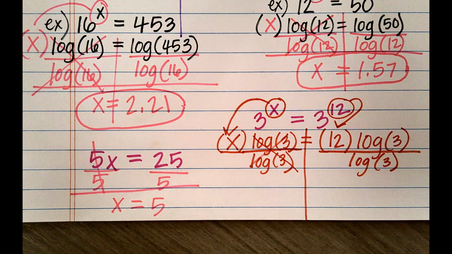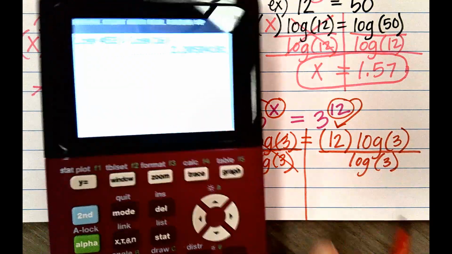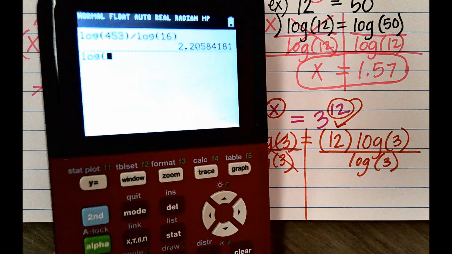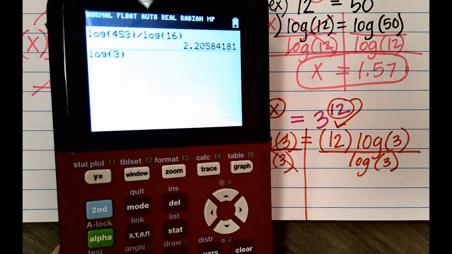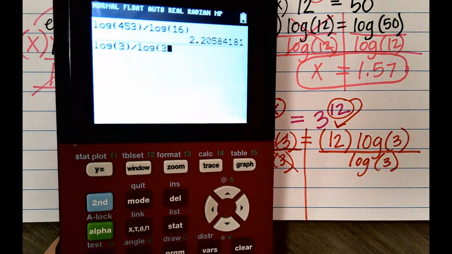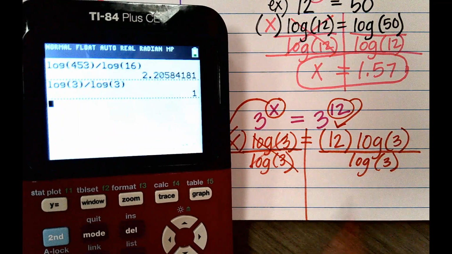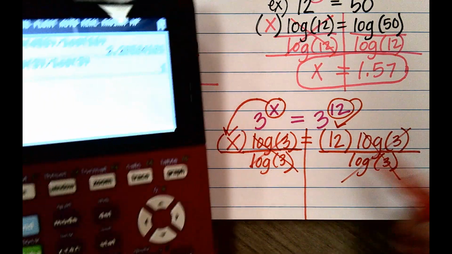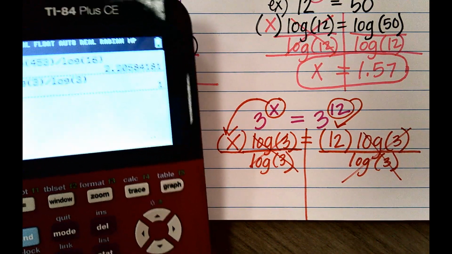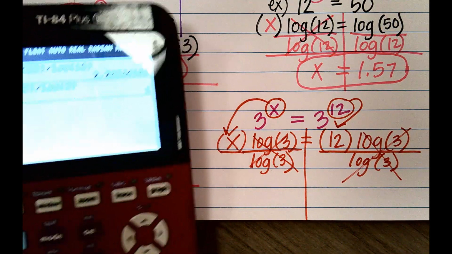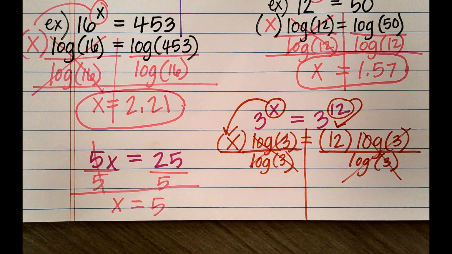If you want, you can type that in. You've got log of 3 divided by log of 3, 1. So basically you have 12 times 1, which is still 12. We canceled that log of 3. So x will equal 12. X equals 12. Yep, which is the same thing as canceling the base. We just made it harder. We did more steps.